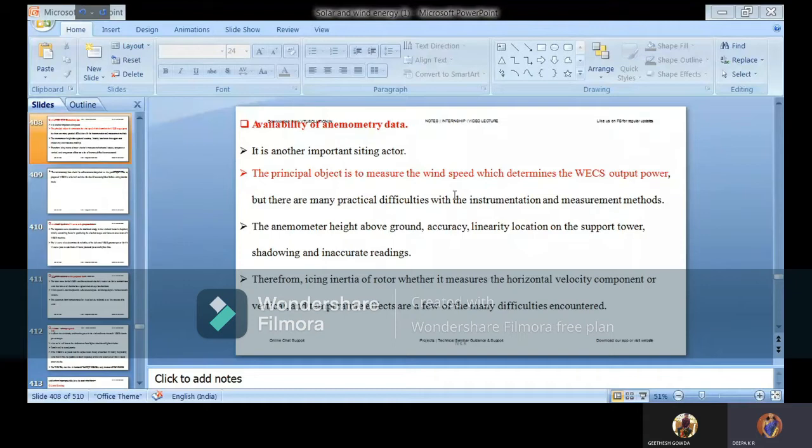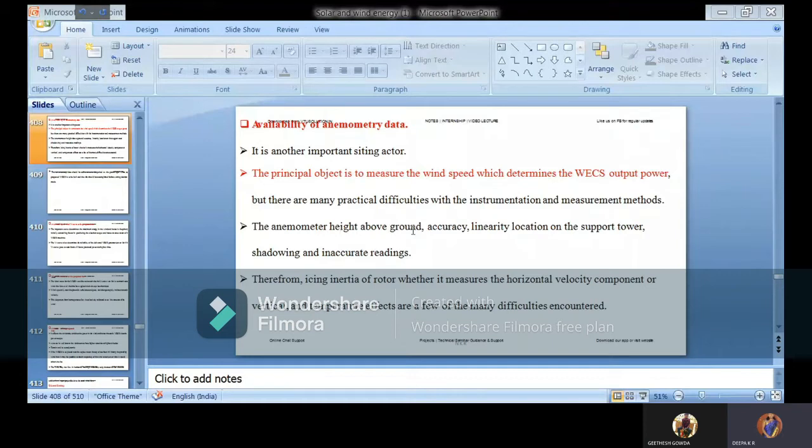But there are many practical difficulties with the instrumentation and measurement methods. Definitely, because you're going to take the annual data, like day-wise, year-wise, hour-wise. So sometimes it shows maximum, sometimes it shows minimum. So going through that data, it is somewhat difficult to say, yes, this is the actual output from the windmill. So that's what they say. There are some difficulties where the measuring methods can affect, or the instrumentation data is going to give a confusing status for the output system.